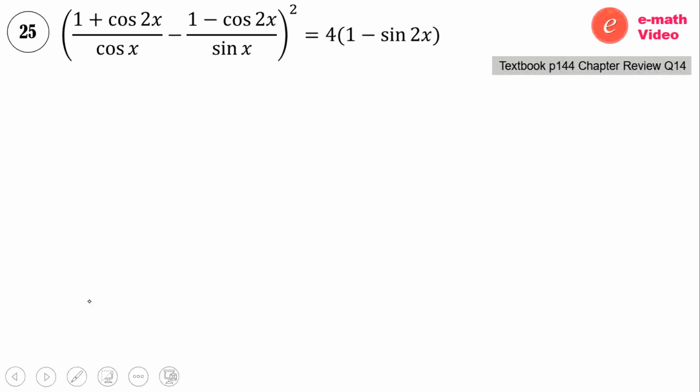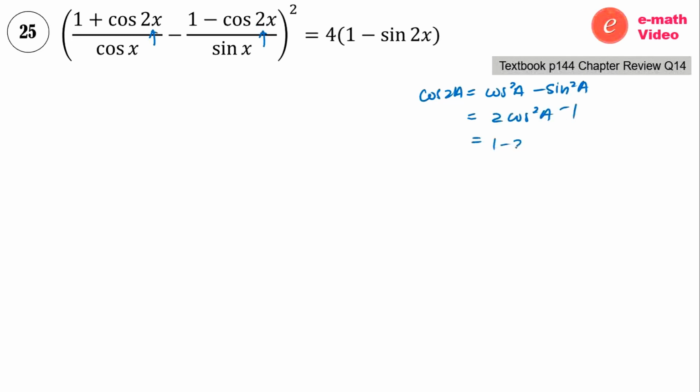Number 25. Okay, we have a very complicated fraction on left hand side, but don't worry. You have a look. We just have a double angle here and double angle here. I write down the formula for you. Cos 2a equals to cos square a minus sine square a equals to 2 cos square a minus 1 equals to 1 minus 2 sine square a.